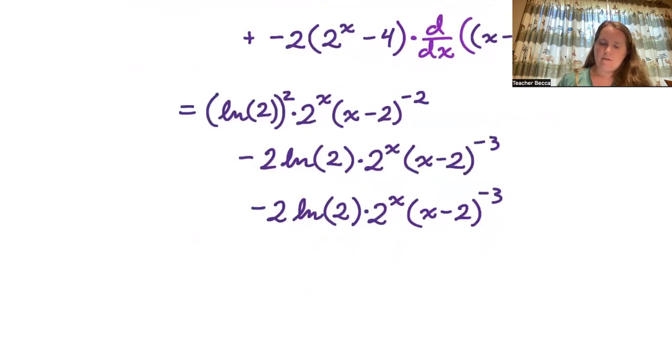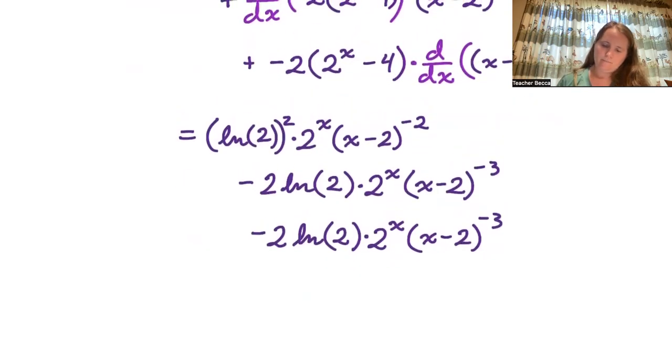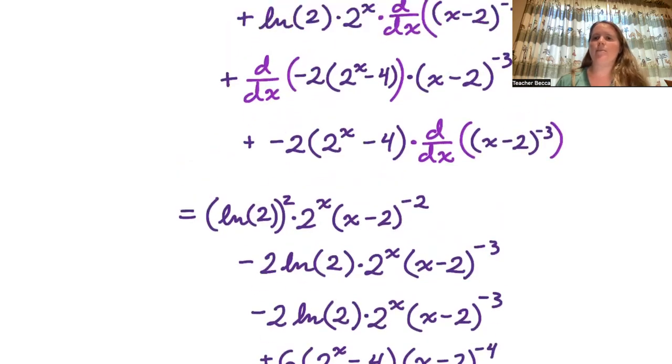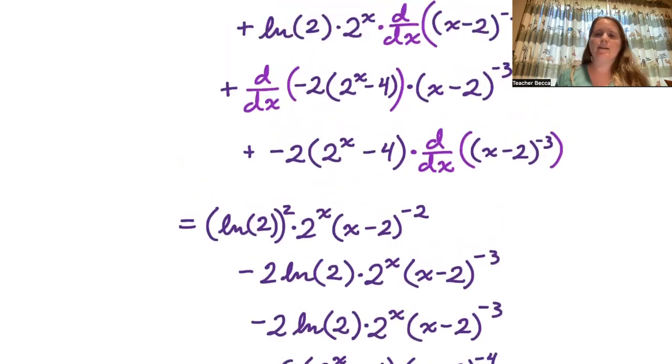And then for the last row, we would have a minus 2 times a negative 3, which would become plus 6 times 2 to the x minus 4 times (x minus 2) now to the negative 4th, after we apply the power rule on that (x minus 2) to the negative 3rd.